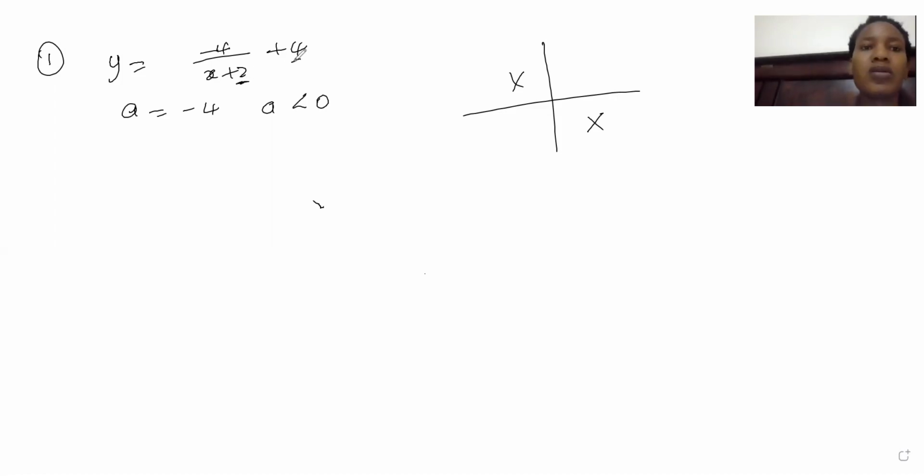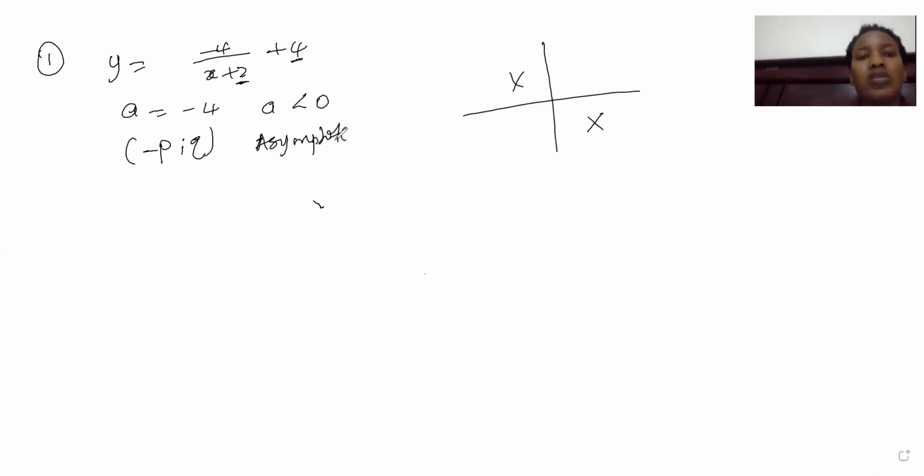Then the other thing that you see is negative p. Remember the asymptotes. We've got negative p and that, so p is 2, q is 4. The first thing you do when you draw a graph of a hyperbola is to calculate the asymptotes, which are equations of a line.